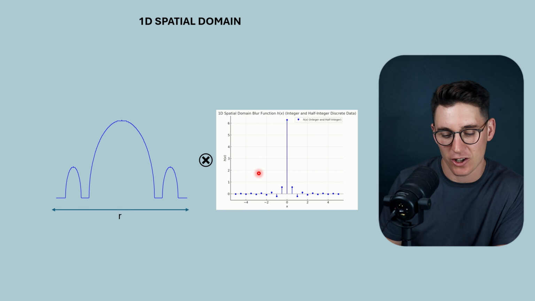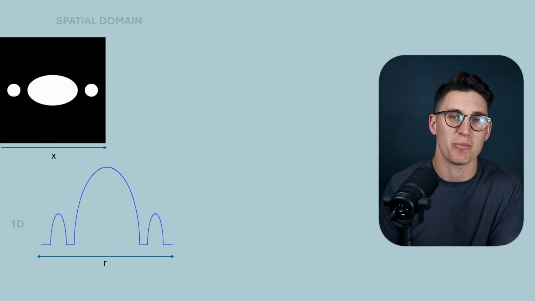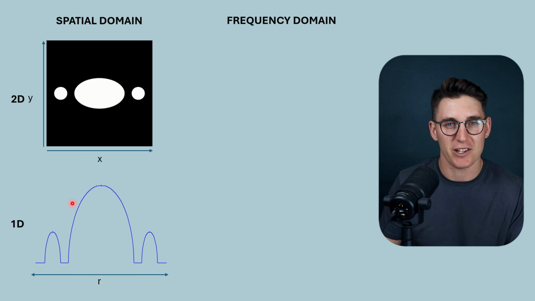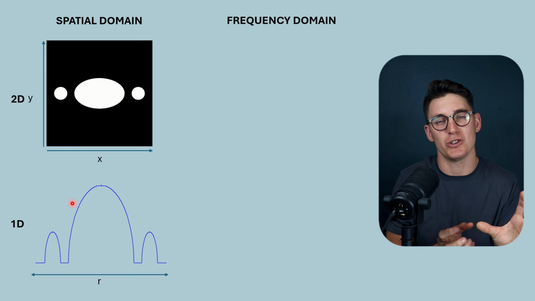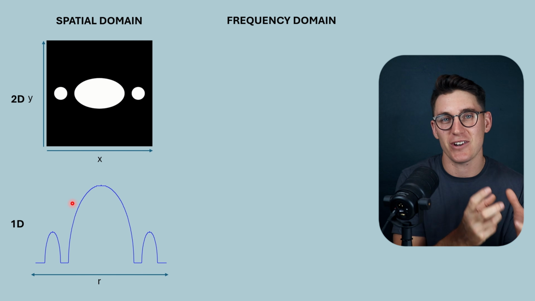Now, why am I going in a lot of depth here in the spatial domain? It's because we can also represent images in a separate domain known as the frequency domain. Now, when we're using the spatial domain, importantly, the blur function is convoluted. Now, why am I going over this? Well, convolution is computationally very demanding.